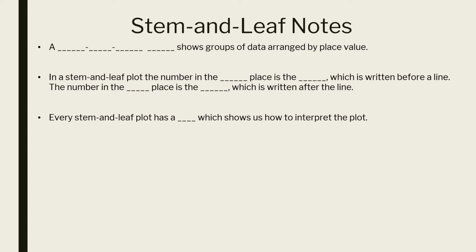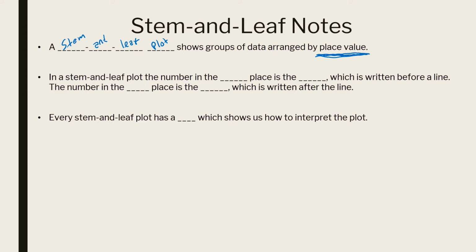So first of all, let's fill in some notes from today. A stem and leaf plot shows groups of data arranged by place value. This is really important, okay? The word place value is extremely important in this question. The stem and the leaf are separated based on their place value. So the most common stem and leaf is a tens and ones place value difference.